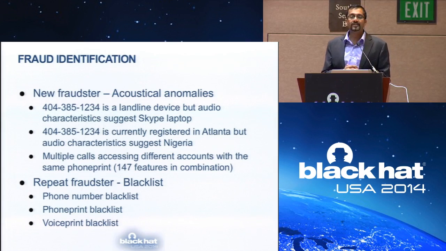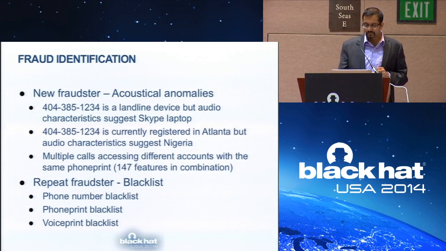Another anomaly that we look for is if we find the same 147 characteristics of the phone print on calls that are accessing multiple accounts. Why is that same phone print accessing 20 different accounts? There's something very strange with that. So that's a little bit of the anomalies. And once we identify these 147 characteristics for these fraudsters, we can then immediately identify them if they ever come back again. And we'll show you a little bit of how we identify them when they, for example, change their voice.